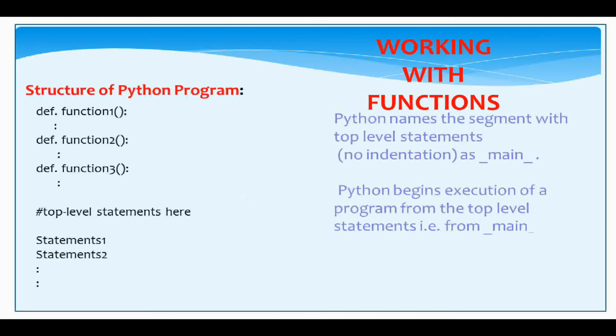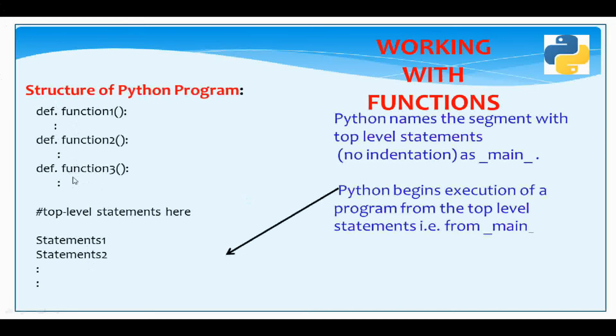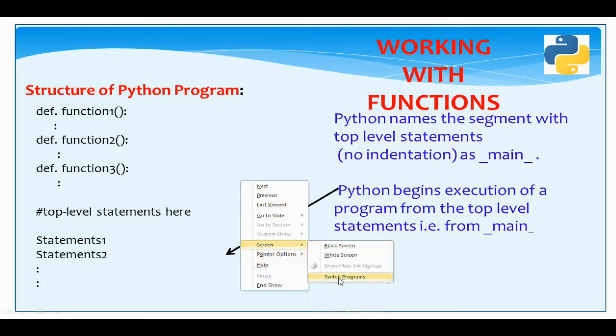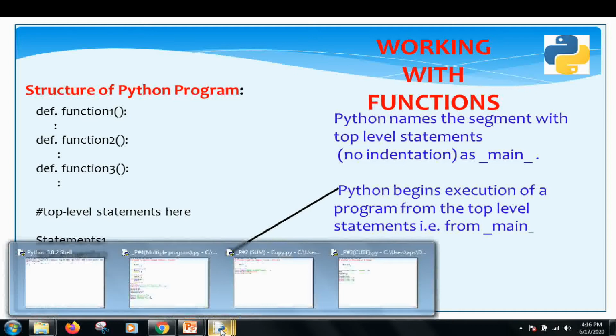The structure of a Python program: see, this is the structure of a Python program. These are the functions used in the program, and these are the top level statements, generally denoted as the main section of the program. Let me show you a program, then we can better understand this.